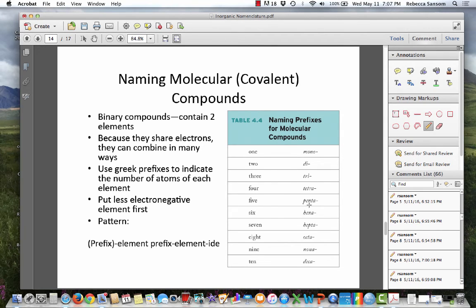Mono, di, tri, tetra, penta, hexa, hepta, octa, nona, and deca. We generally put the less electronegative element first, and the pattern is we have a prefix, how many there are, the name of the element, and then the prefix for the second element, and then we finish with "ide" for the thing that is the more electronegative thing.